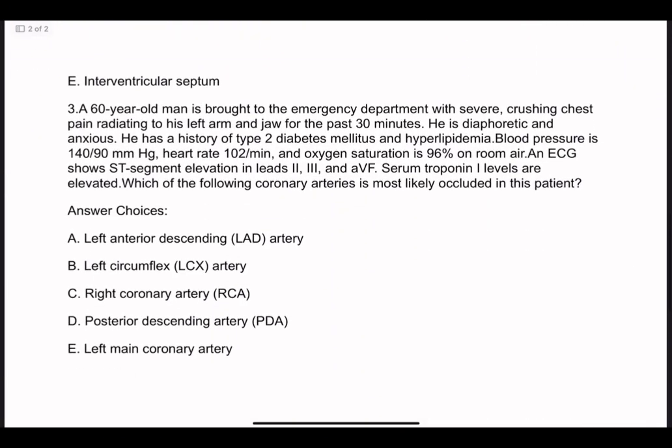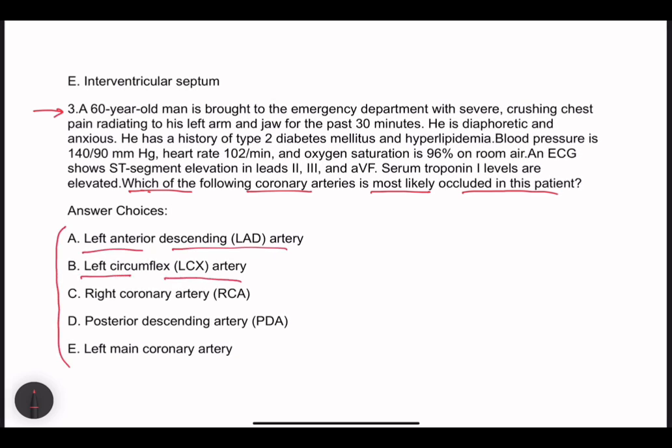Now let's go to another question. Which of the following coronary arteries is most likely occluded in this patient? The answer options are left anterior descending artery, left circumflex artery, right coronary artery, posterior descending artery, and left main coronary artery. This gives us an idea that this patient has MI or some sort of angina, and we would have to look for the blocked artery. So let's go through the question stem.